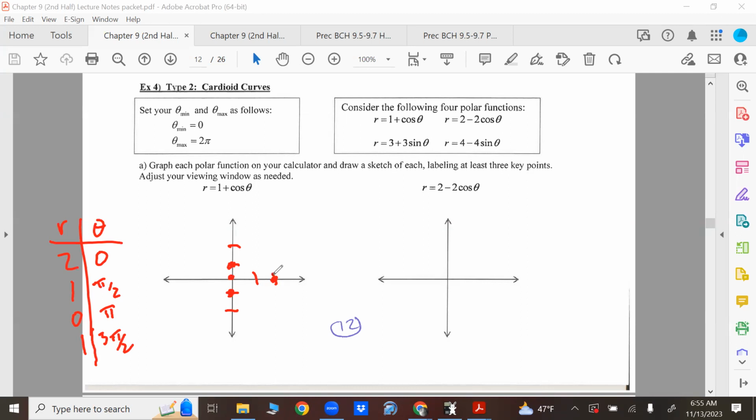So the graph will look kind of like this. It has this little divot, does that, and does that. I know it's not the best looking cardioid, and not quite what you see in the calculator, but that's what you get.